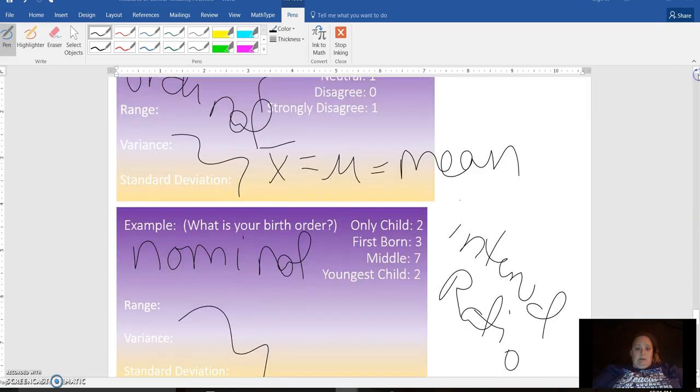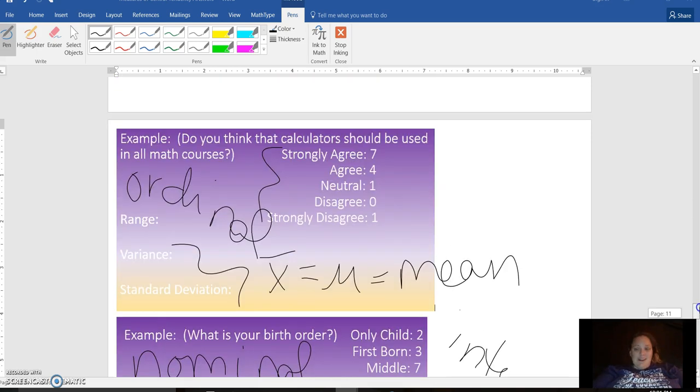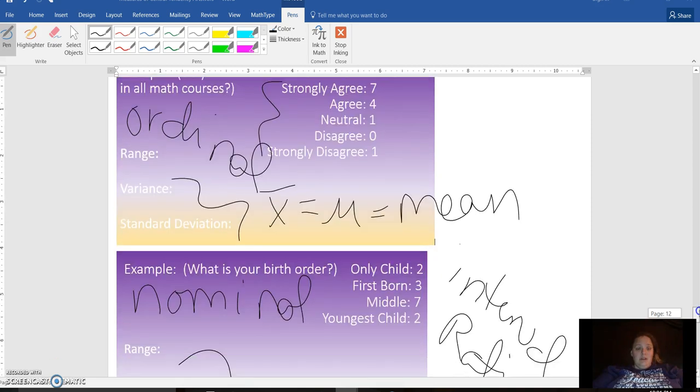Alright guys, so I just finished talking about how with ordinal and nominal data you can't find standard deviation, variance, range, or mean, because they are all based on the mean.